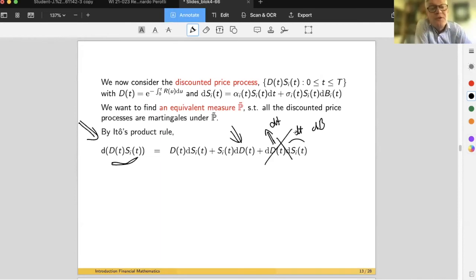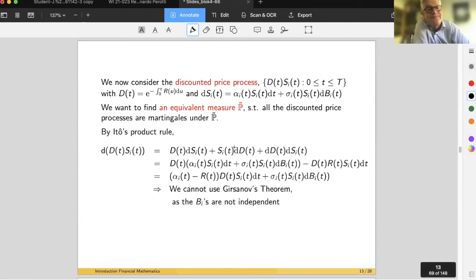And we can substitute for dS_i(t), the term over here. And for dD, we just wrote it down, and we know it's minus r times D times dt. So let's do that. We say this is the discount process, and then we open the bracket and we write down the dynamics for S_i, and we close the bracket again. And then we have the second term, that is S_i times minus r(t) D(t) dt. So that is the second term. The cross term was canceling out, as we mentioned.